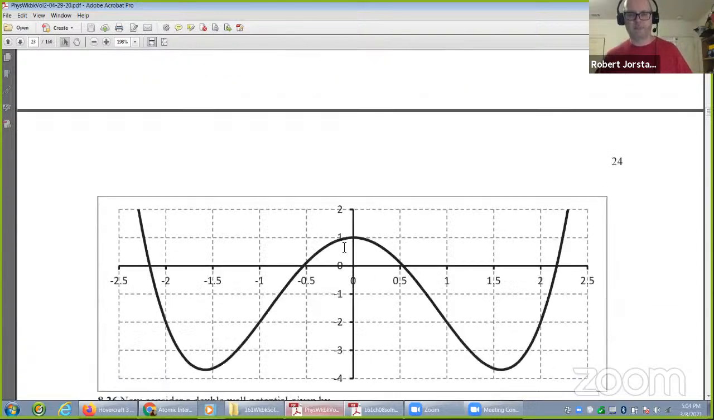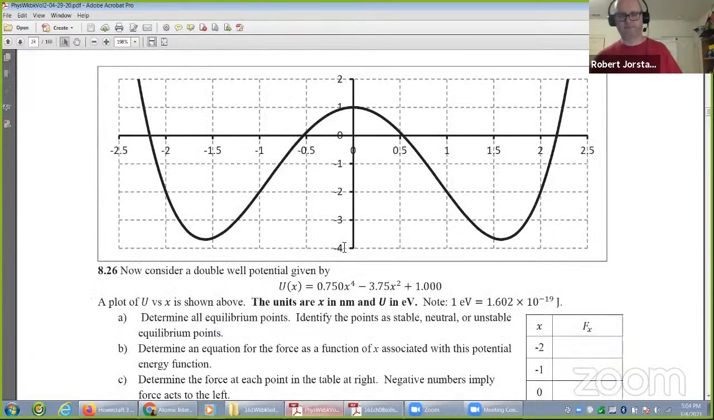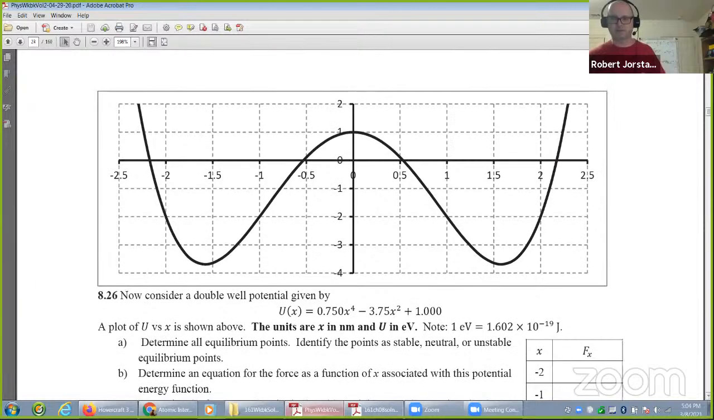All right. Now let's get to this one. Okay. So this is the next page. And now we're going to put in the units and try and fight through it with the units. So the last one, we just kind of got a feeling for it. Now let's look at 8.26.